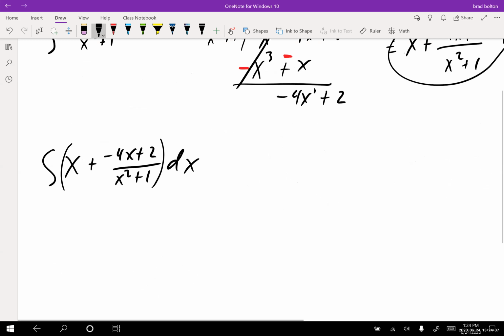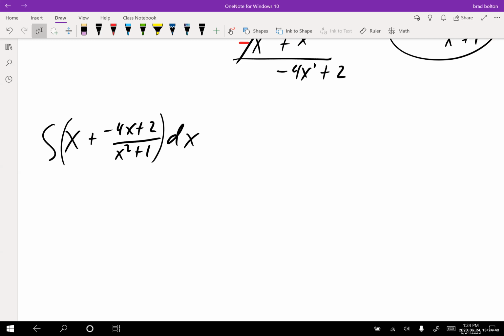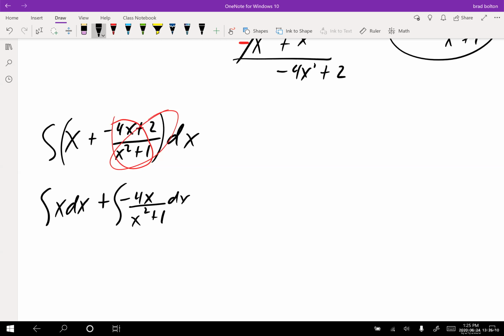Okay, so now we have to integrate all of these pieces. So this one will be piece by piece, term by term. So this will be the integral of x dx. This one will be plus, you know what, I think I'm going to split this guy. I'm going to split them like this, divided by this and this divided by this, because I don't see the u sub quite working how I want. So I'm going to do negative 4x integral over x squared plus 1 dx plus 2 over x squared plus 1 dx integral.